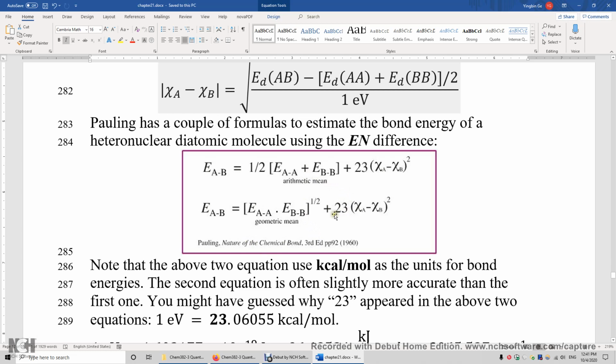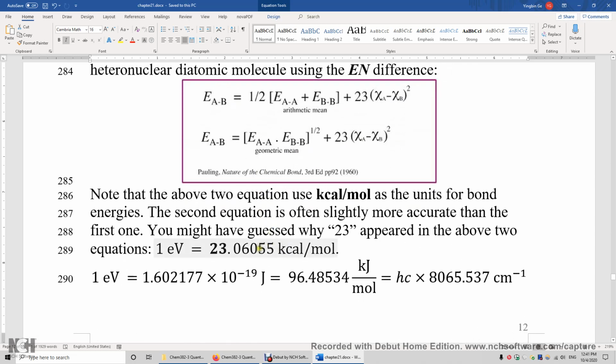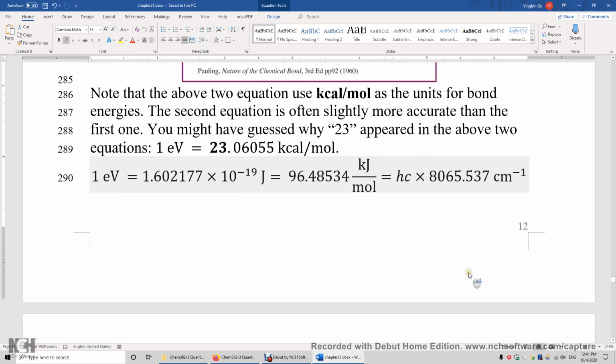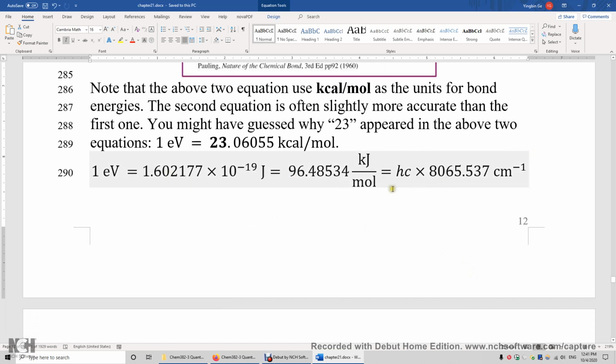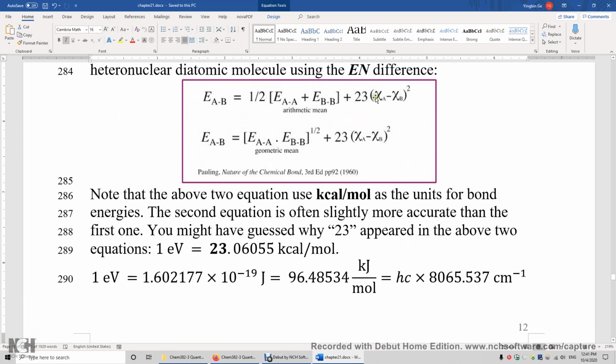And if you wonder what this 23 means, this 23 happens to be the numerical value of kcal per mole that is equal to 1 electron volt. Over here, this is the conversion from electron volt to joule to kilojoule per mole and to wave numbers, in case you're interested in this, but it just doesn't matter. So this 23 can be easily memorized. If you know 1 electron volt, that's roughly 23 kcal per mole.